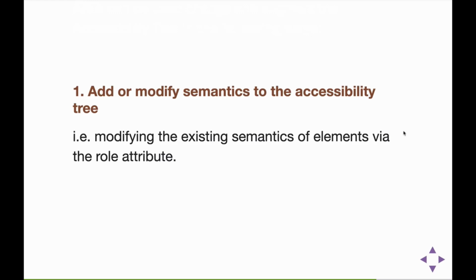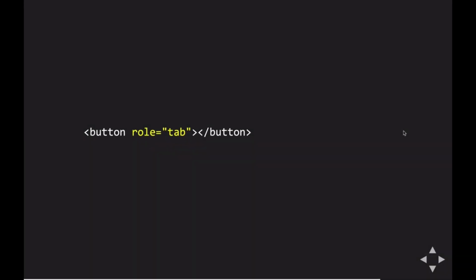Now, an example of that could be a button. So here we have a button element with no content inside, but you'll see that it has a role of tab. So in this case, we've changed the semantics. While it has a button element, and normally in the accessibility tree it would have a role of button, because we've defined role equals tab, in the accessibility tree it would have a role of tab.